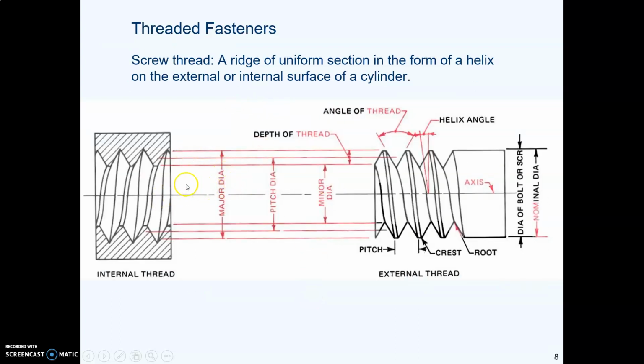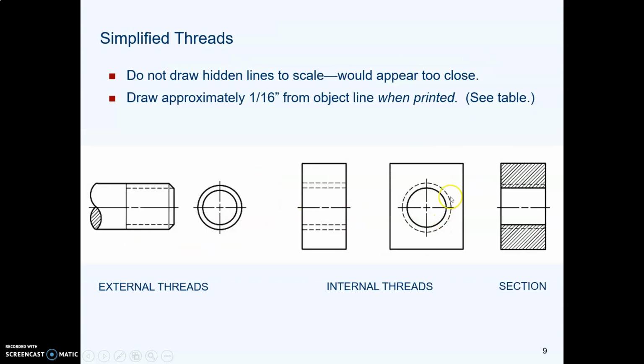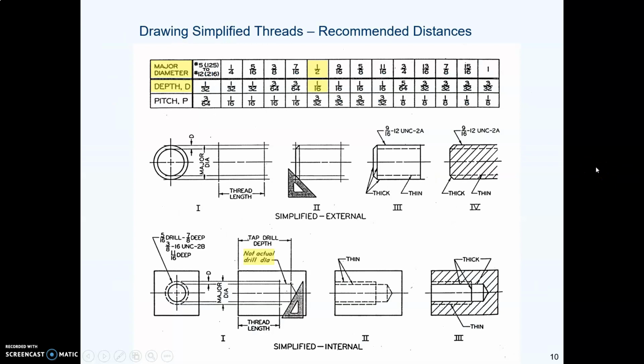If you're looking straight on into a hole, however, you're going to see those minor diameter peaks that extend down into the hole, and you will not see the larger major diameter. So for a hole, you show the smaller diameter as a solid line, and the part that you would not see as a hidden line. So there's a simplified thread.